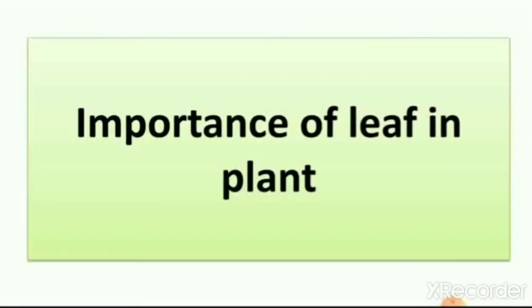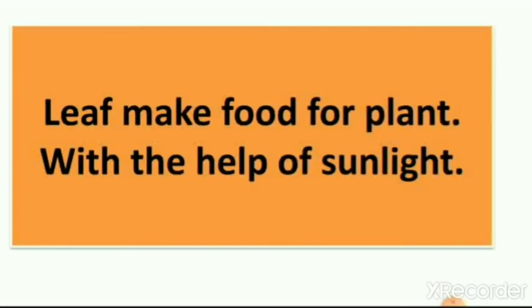Now we learn the importance of leaf in a plant. As important as the stem and the roots are, the leaf is a very important part of the plant. Now let's see how the leaf is important for the plant. Yes, the leaf makes food for the plant with the help of sunlight.